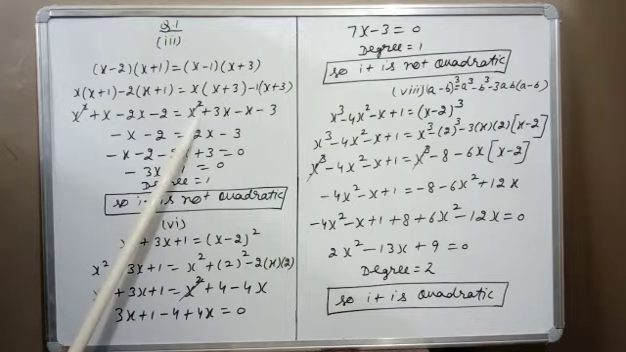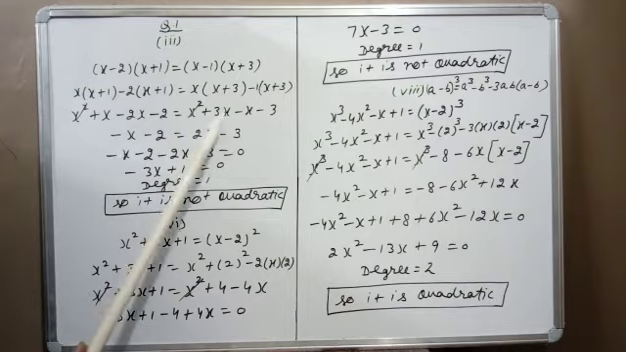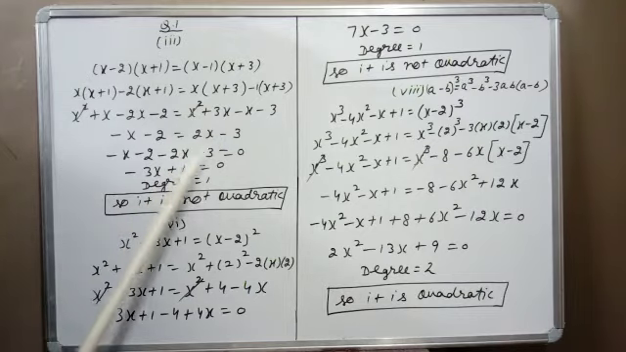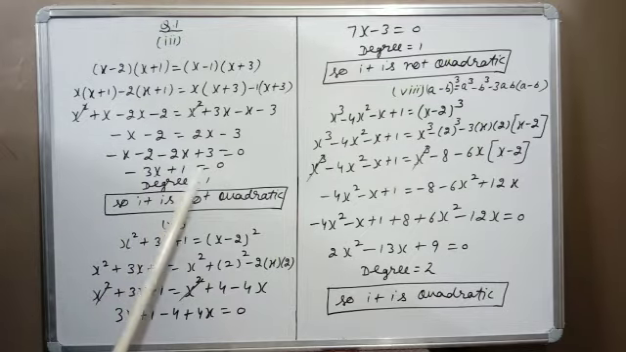So x square will cancel. x minus 2x, this is minus x, minus 2 as it is. 3x minus x, this is 2x minus 3 as it is. So let us shift all values to the left hand side. So these two will remain as it is. This will become minus, this will become plus. So minus x minus 2x minus 3x minus 2 plus 3 plus 1 equal to 0.